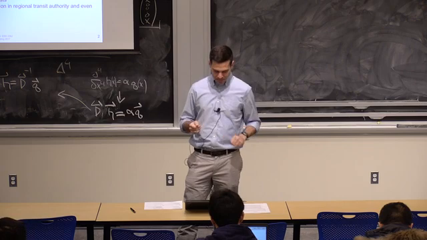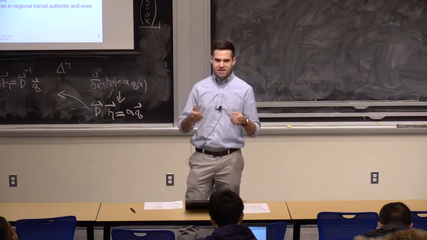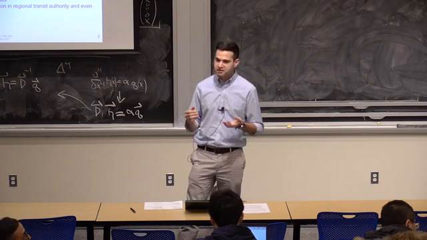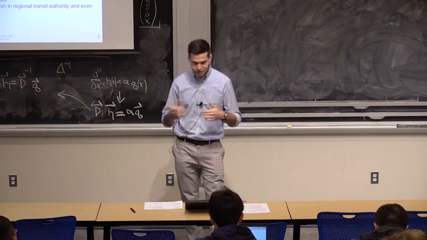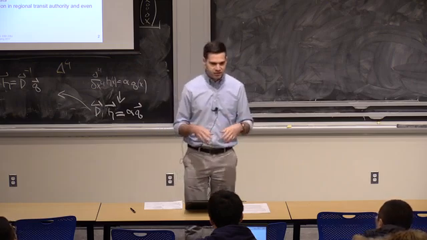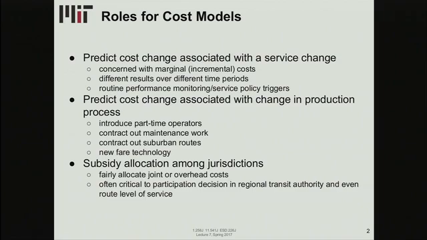So anytime something like this happens, there's a change in costs, in administration costs, and the fare recovery ratio might change. So can we model that, and can we use cost models to predict those changes in cost or in revenue? Okay, so then another, third and very important application, not so much in Boston right now, but certainly in other jurisdictions, is the allocation of subsidy required by jurisdiction.